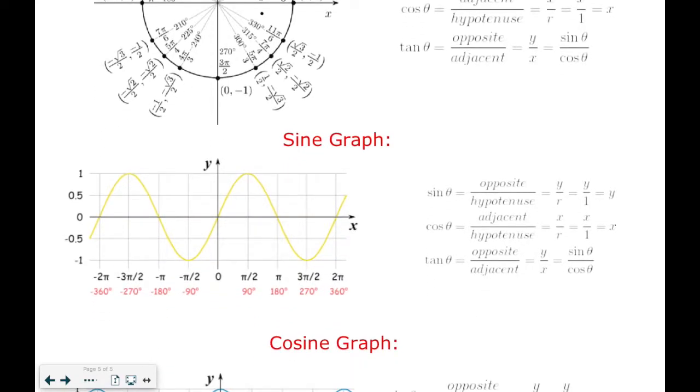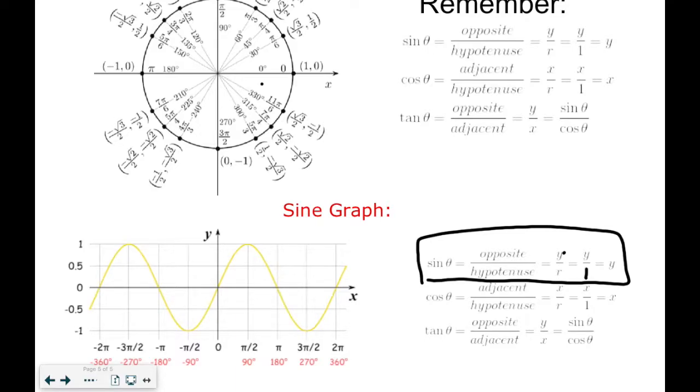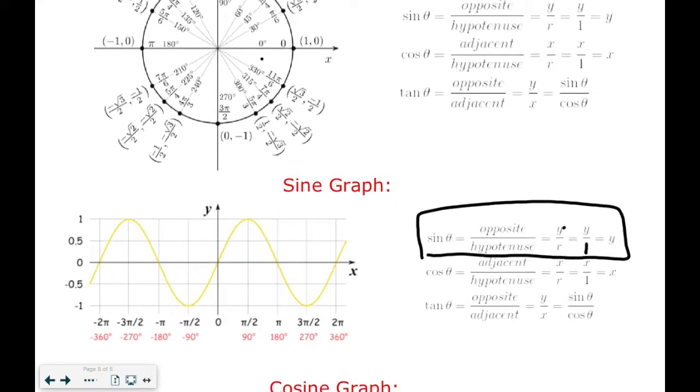This is a sine graph. To make a sine graph, you take sine theta, or opposite over the hypotenuse, which is y over r, and we know that the radius of a unit circle equals 1, so the denominator is always going to be 1. And you plug in the coordinates for y on each of the points on the unit circle to find the points on the graph. And when we look at the sine graph, we see that it keeps on going up and down, and it looks like a sine wave.